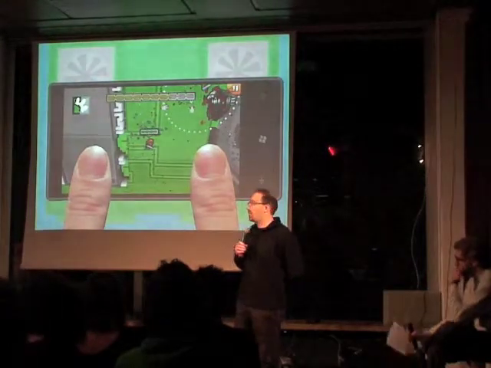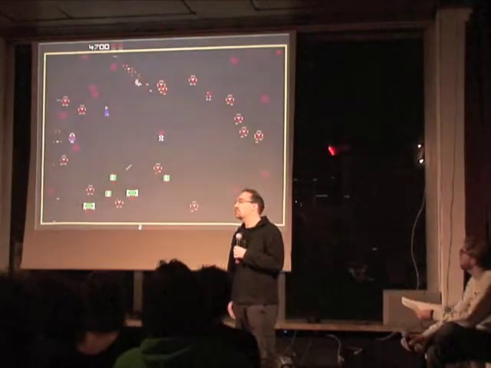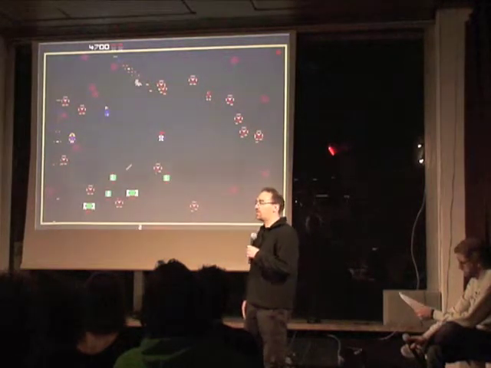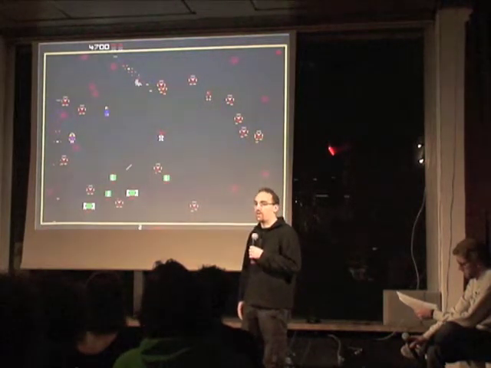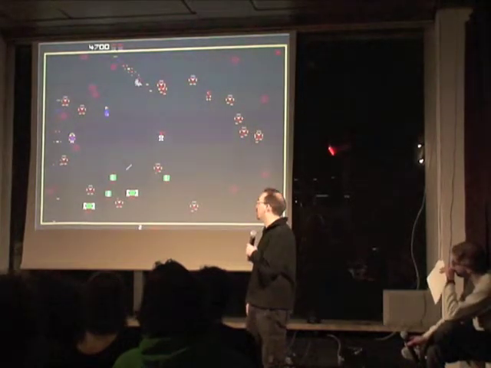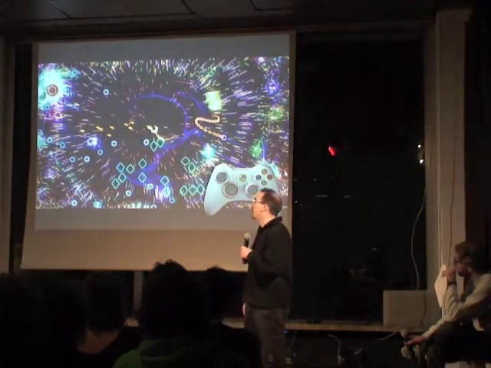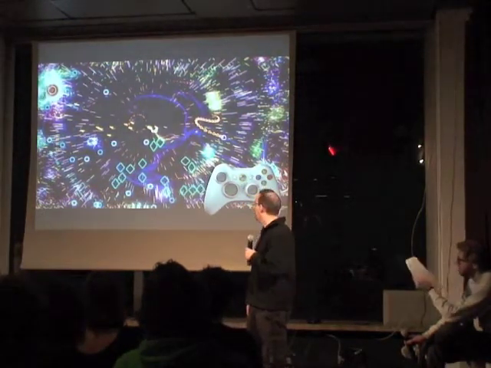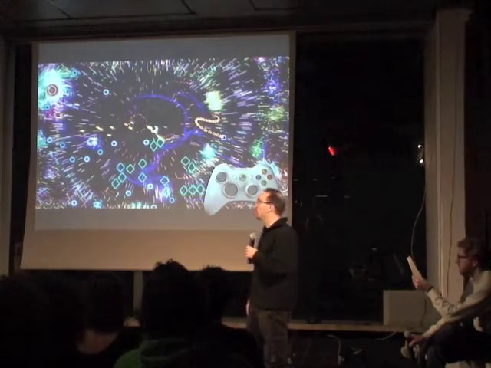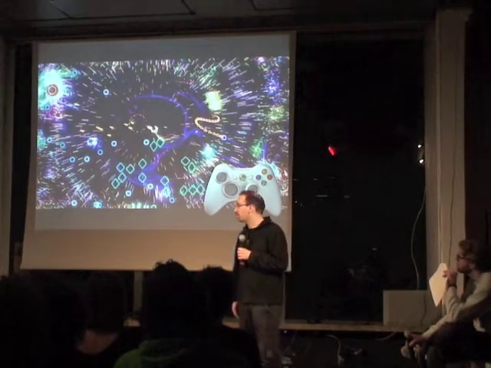Let me first explain the control scheme a little bit. This is one of the very earliest dual stick shooters. It's Robotron. The idea is that you've got two joysticks. One of them moves your character around the screen, and the other one shoots bullets in any direction you want, independently of where you're moving. This is a modern version of the dual stick shooter. These games have become very popular lately, partly because of how controllers these days incorporate two joysticks, and also because of the rise of downloadable arcade games.